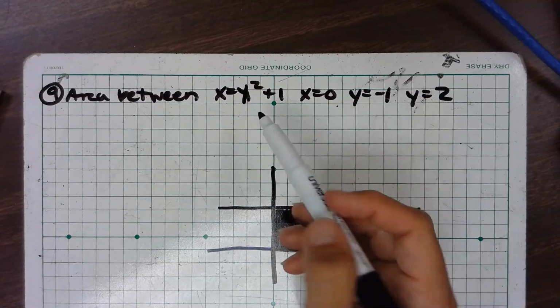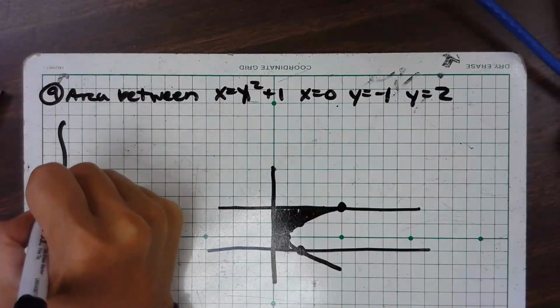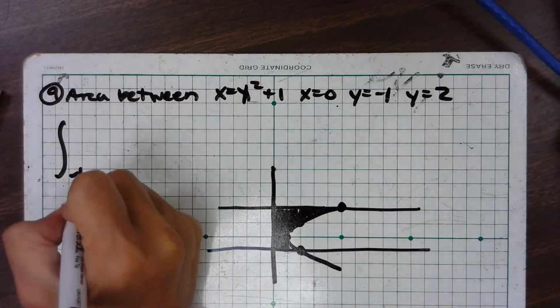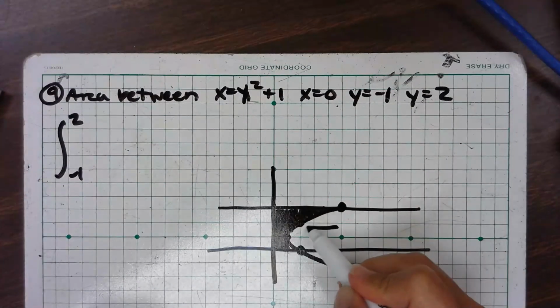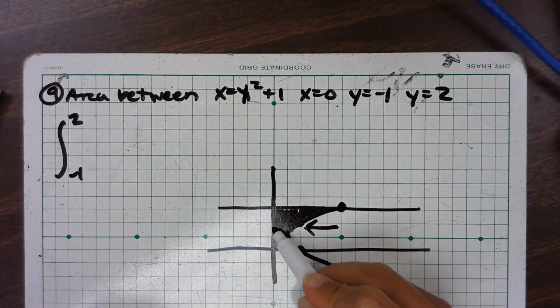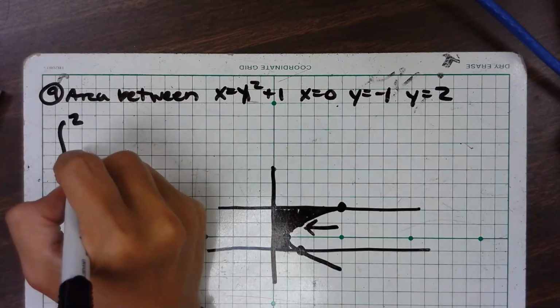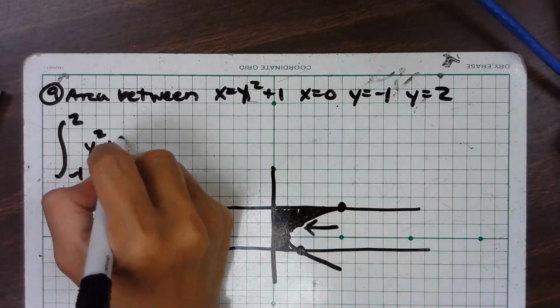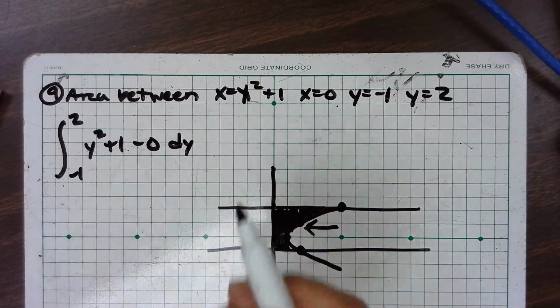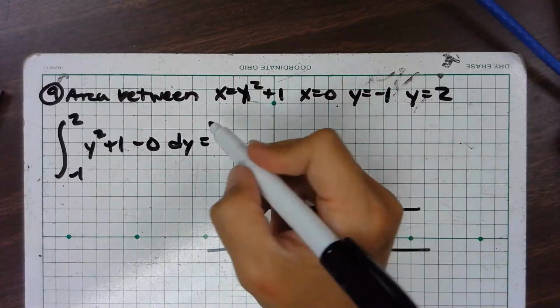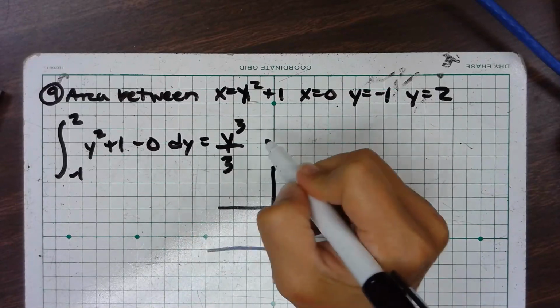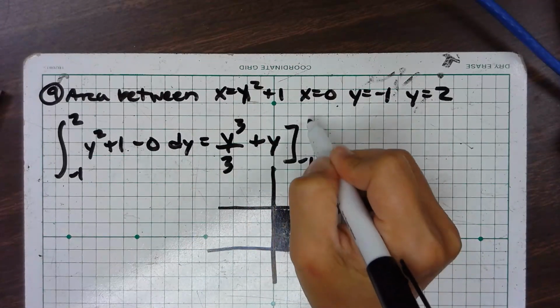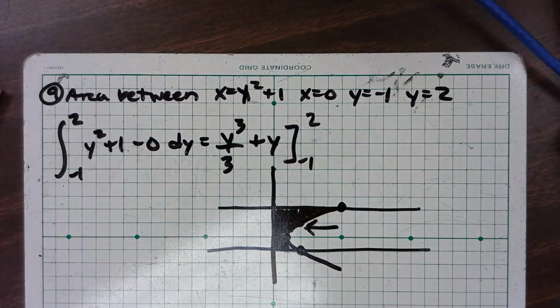All right, now since this is in y's, I'm going to use the bounds on the y-axis from -1 to 2. All right, and notice the quadratic comes first, and then the line x equals 0. So I'm going to do y squared plus 1 minus the 0. Now again, I don't need 0, and now I can just integrate it. I'll let you integrate that to get an answer, and the final answer should come out to be 6.